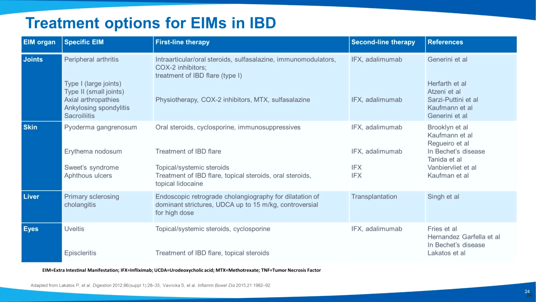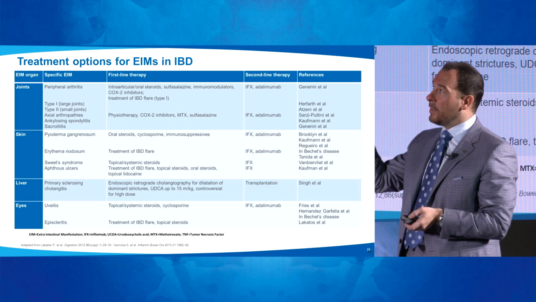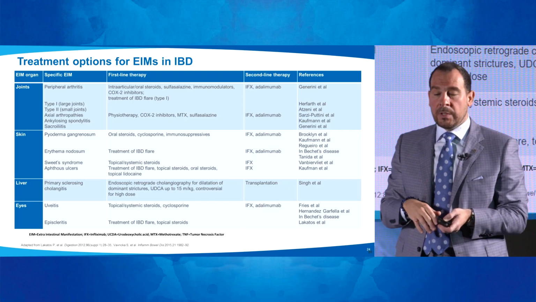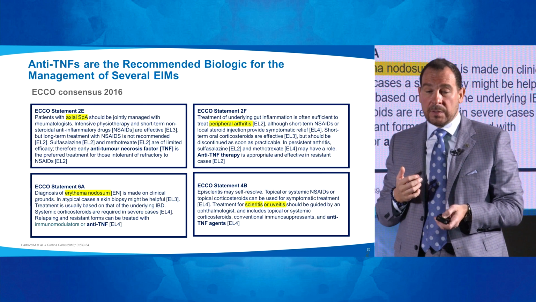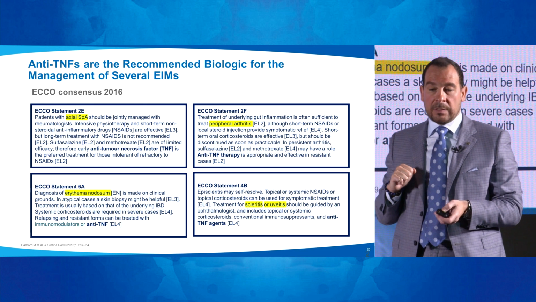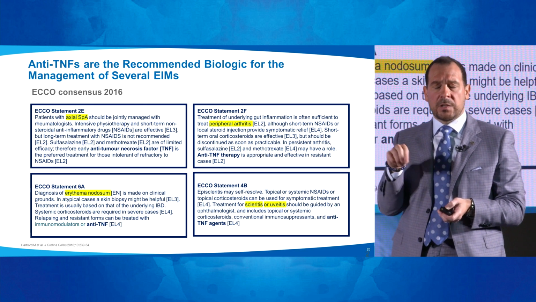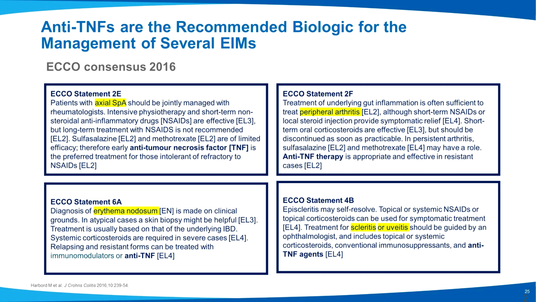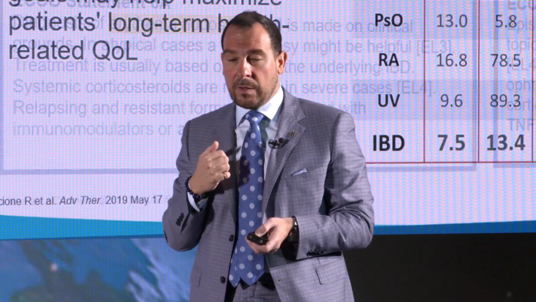And this is just giving you some of the treatment options when you're looking at extraintestinal manifestations. If you look at the most common extraintestinal manifestations that we see, whether it be joints, skin, liver, or eyes, aside from the liver, anti-TNF in a variety of forms has been shown to be effective in these patients. And if you look at ECCO consensus statements, for specific extraintestinal manifestations associated with IBD, whether it be axial spondyloarthropathy, peripheral arthritis, erythema nodosum, pyoderma gangrenosum, or scleritis and uveitis, anti-TNFs are the recommended therapy there. So that I think is very, very important.